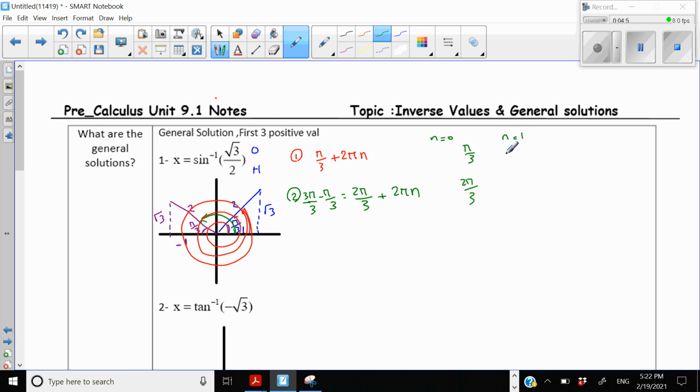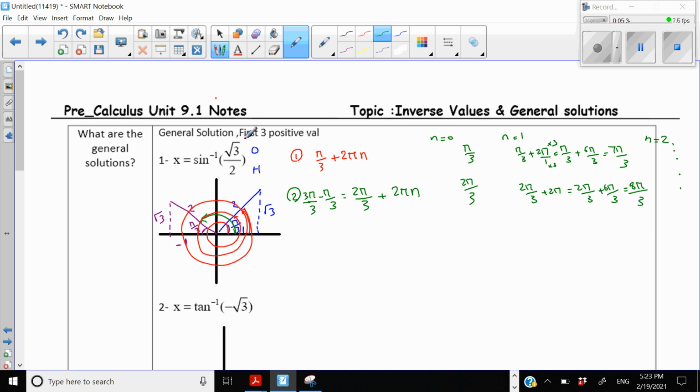If n is equal to 1, it's going to be pi over 3 plus 2 pi, which is pi over 3 plus, I'm going to make a denominator of 1, multiply by 3, 6 pi over 3, so it's 7 pi over 3. And for this case, it will be 2 pi over 3 plus 2 pi, which is 2 pi over 3 plus 6 pi over 3, and it's equal to 8 pi over 3. And the same way I can choose n equal to 2 and solve it again. So that's how we find different number of solutions.